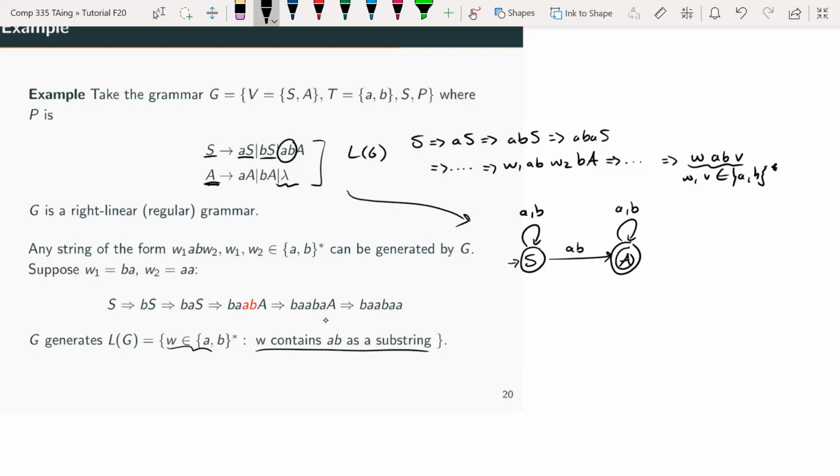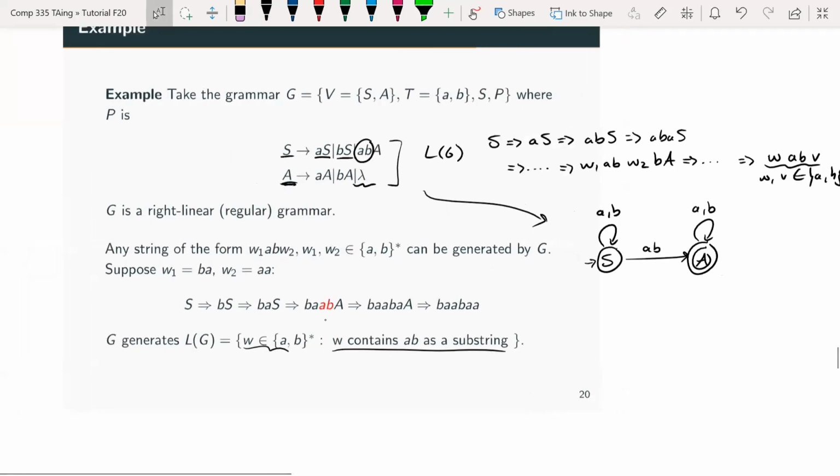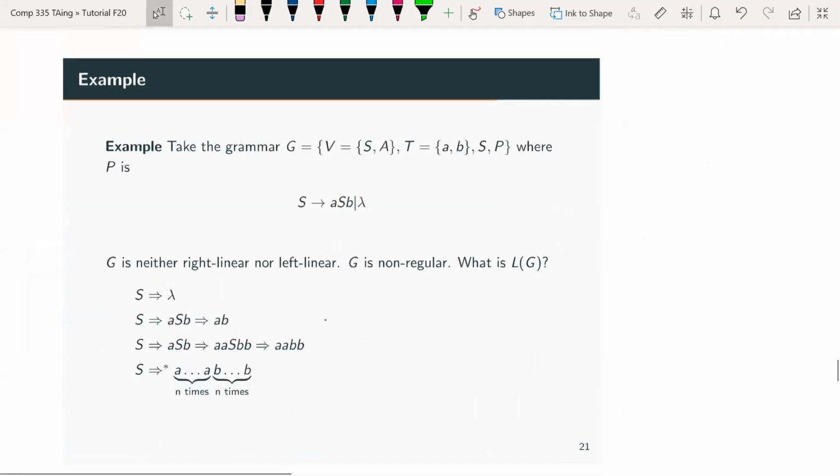So Alec, you read in the book that all regular grammars are linear. Yes. But not all linear grammars are regular. Not all linear grammars are, yes. We're going to see an example in the next slide. So that's actually a great question.